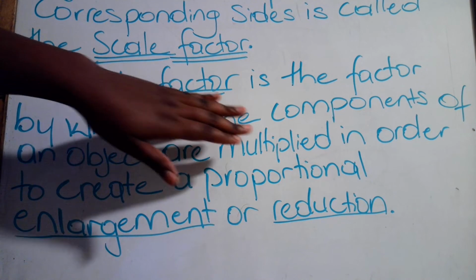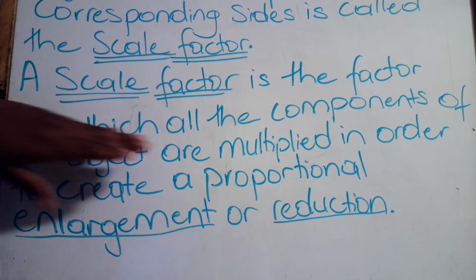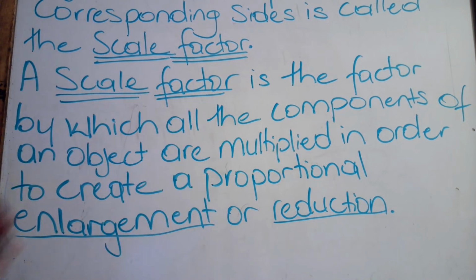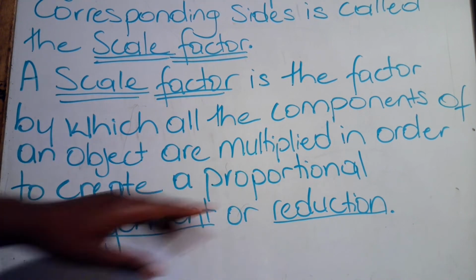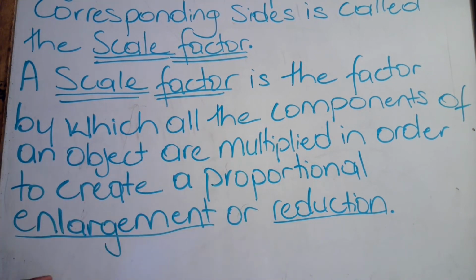A scale factor is the factor by which all the components of an object are multiplied in order to create a proportional enlargement or reduction. Enlargement meaning it gets bigger, or reduction meaning it gets smaller. Alright?